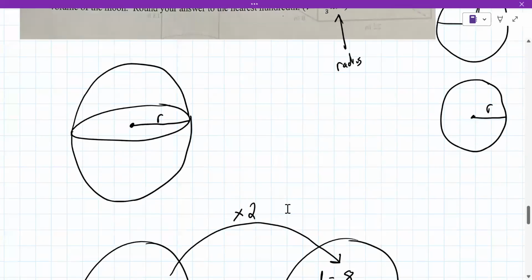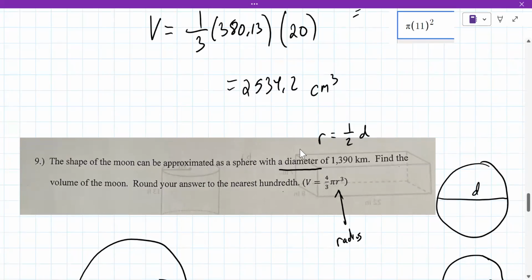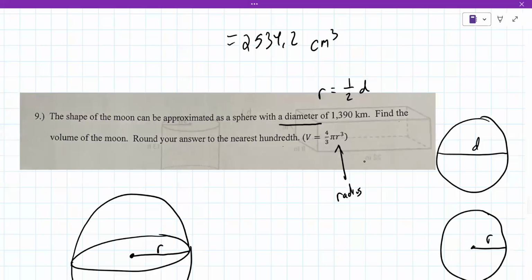Very good. Now let's go back to your problem here. They give you the diameter. Diameter is 1,390. What is the radius? So first of all, you should divide 1,390 by 2. So what is the radius?